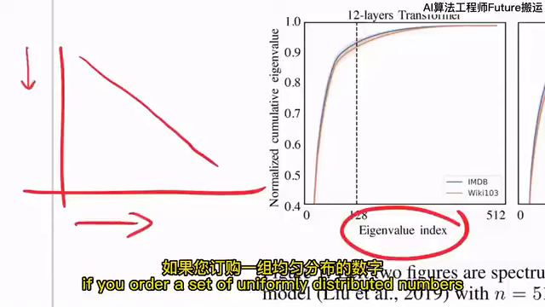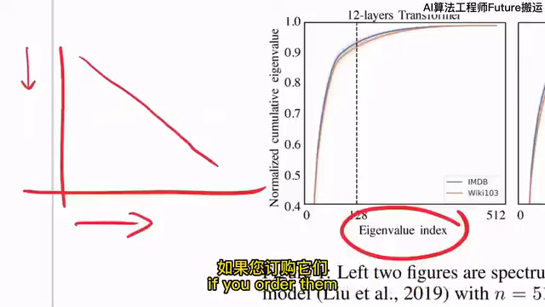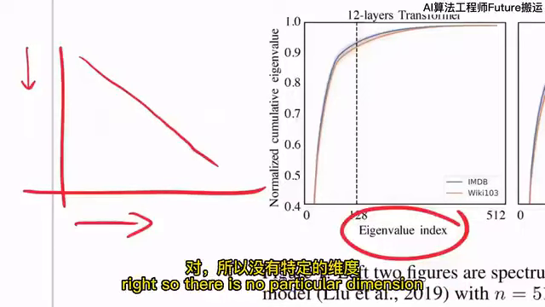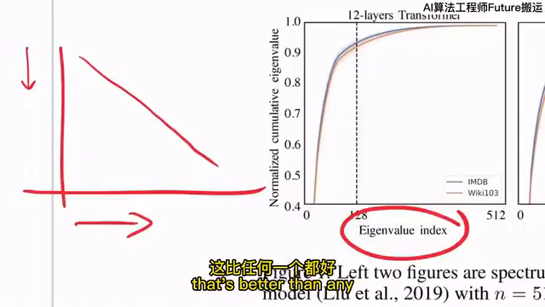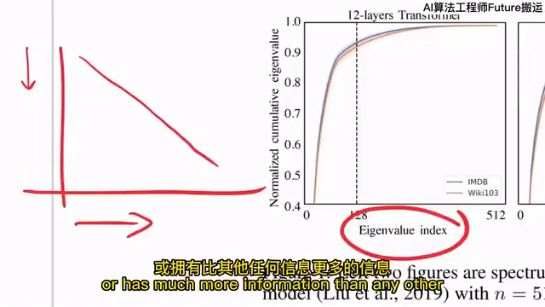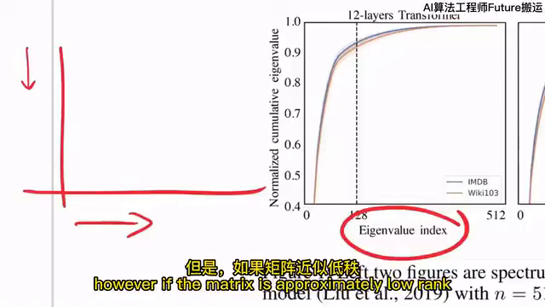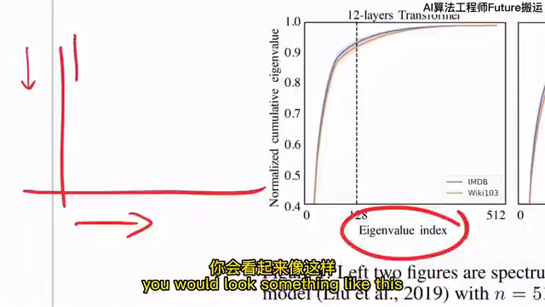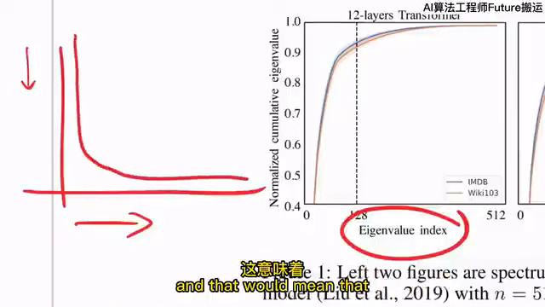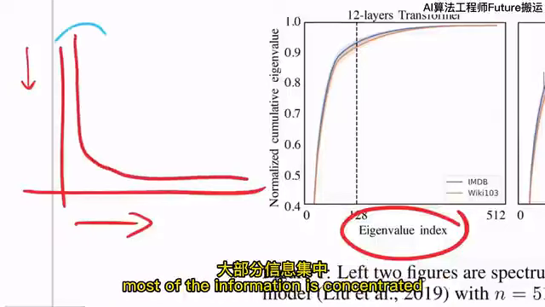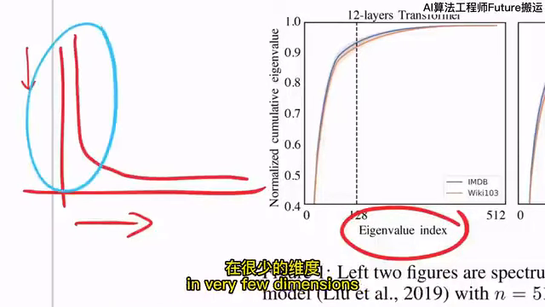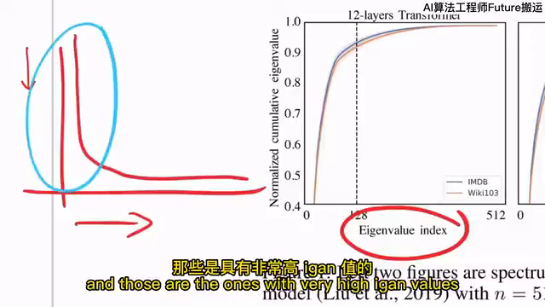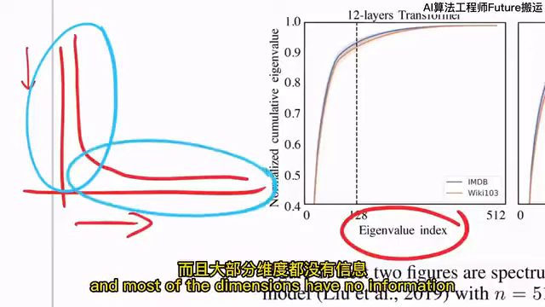Like if you order a set of uniformly distributed numbers, it would look like this, right? So there is no particular dimension that's better than any other or has much more information than any other. However, if the matrix is approximately low rank, it would look something like this. And that would mean that most of the information is concentrated in very few dimensions. And those are the ones with very high eigenvalues. And most of the dimensions have no information.